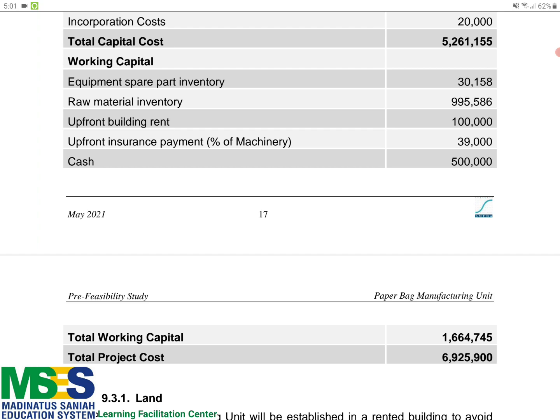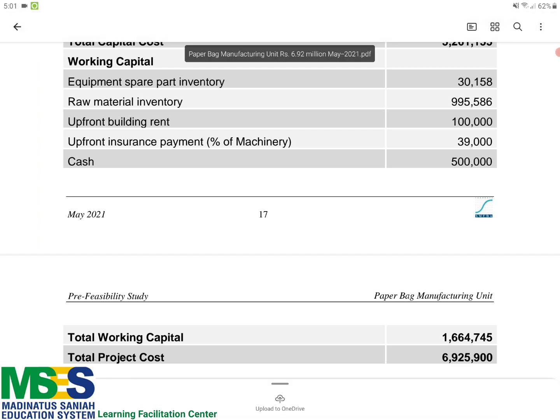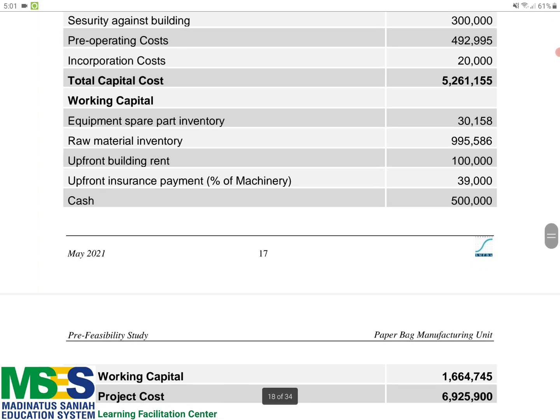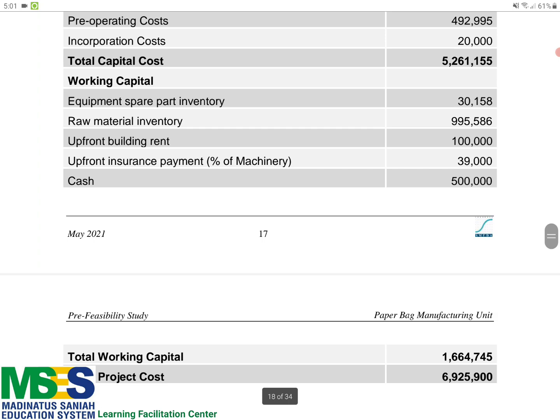And they need some working capital as well. Do you remember what is meant by working capital? Working capital is the money that you keep in cash or in bank. Don't invest it in equipment or anything else because you want to run your business. If you have some money and you are investing in a business, you cannot invest everything in machines. You have to keep some cash to run the business, and that cash is called working capital.